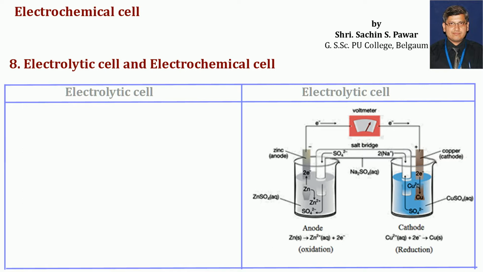The reactions take place at anode and cathode. At anode, zinc undergoes oxidation to form Zn2+ ions, and at cathode, Cu2+ undergoes reduction to form copper, and as a result of these two reactions, the electrons start flowing in the outer circuit, and the voltmeter shows some reading. That is, as a result of chemical reaction, electricity is generated.